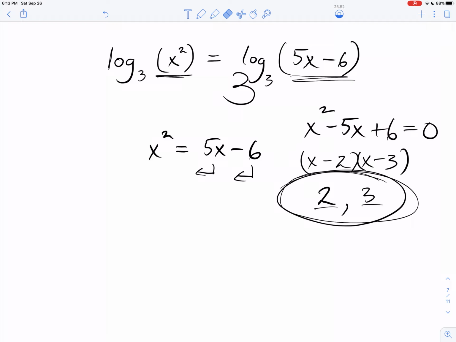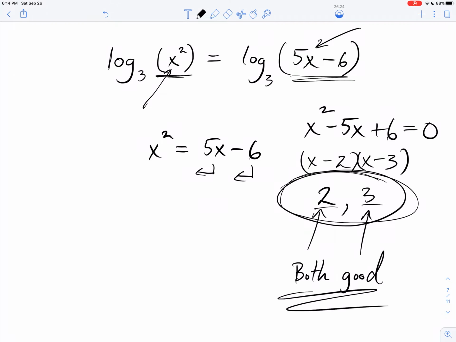I'm going to erase my work. The 3. Okay, I'm milking that joke. If I plug a 2 in to this, I would get 2 squared, that's 4. If I plug a 2 in for this, I would get 5 times 2 is 10. 10 minus 6 is 4. So this is a valid answer. I leave it up to you. You could plug that one in and double check and find out, is 3 valid? These are both good answers.